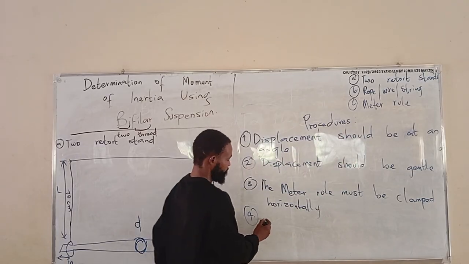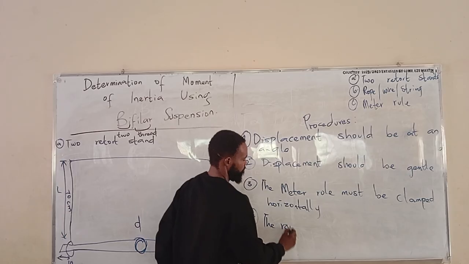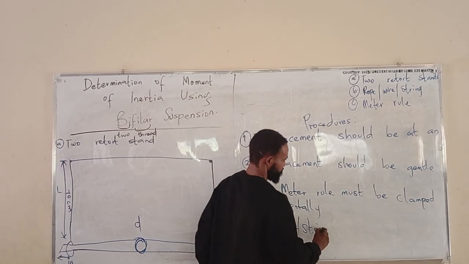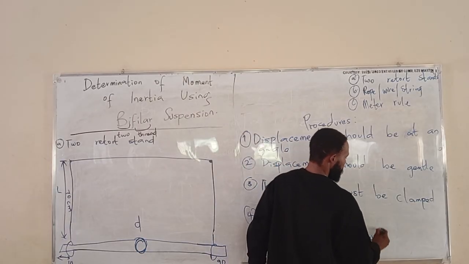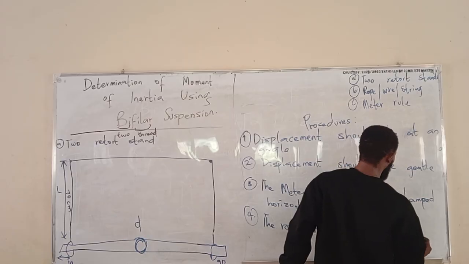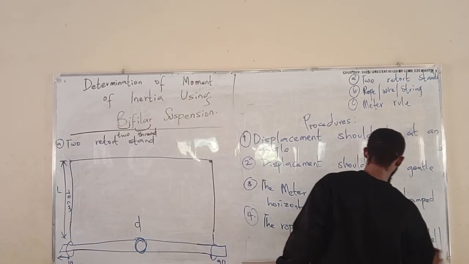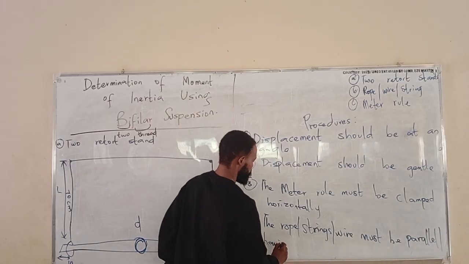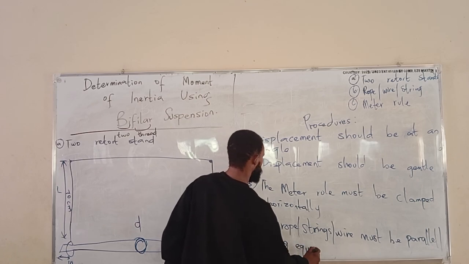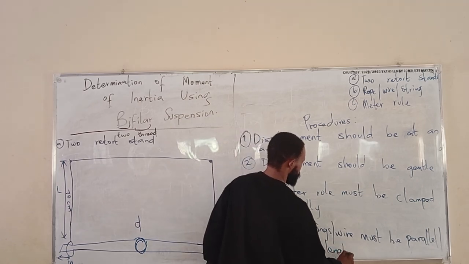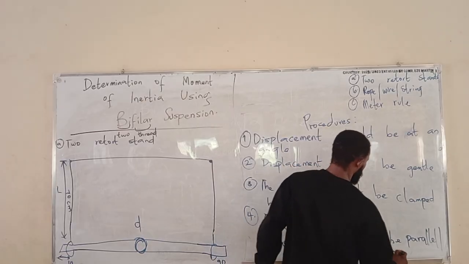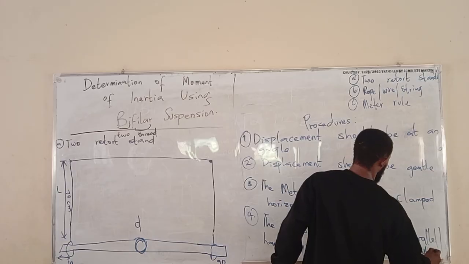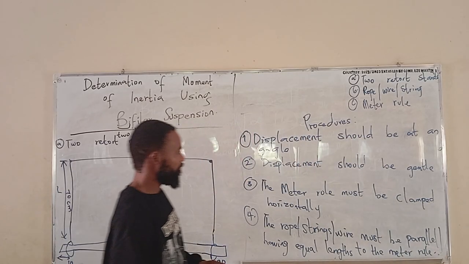So the ropes, or you say strings, or you say wire, must be parallel. By parallel, it means that there should also be equal lengths to the meter rule. Sometimes they call it meter rule.